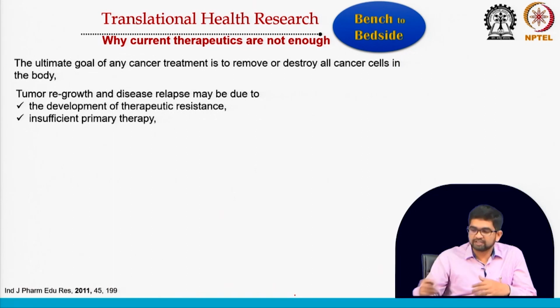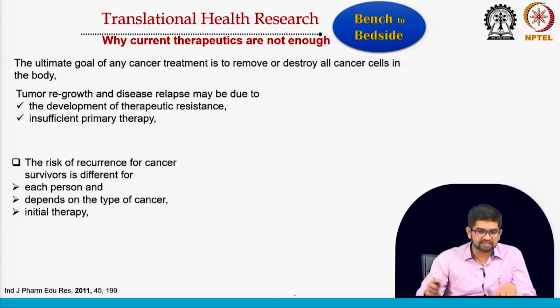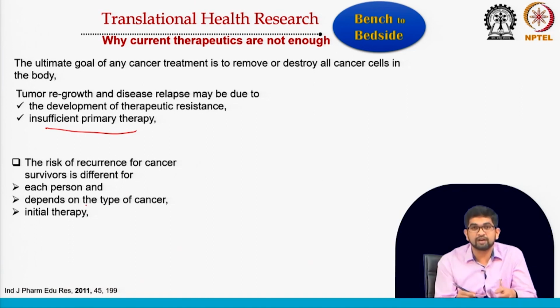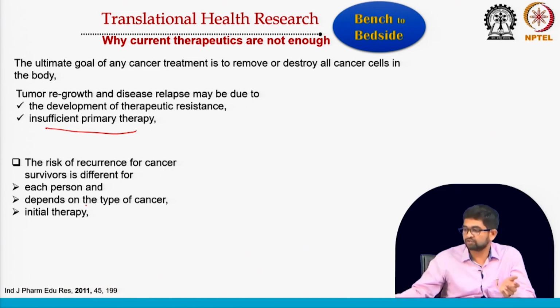Another thing, I will show you this image: tumor regrowth is also possible due to insufficient primary therapy. With this kind of problem, there is a risk of recurrence. The therapy or drug we developed sometimes differs from person to person, and it may not be useful for everyone. So, we need some further development, that is why. I will show you one image here.